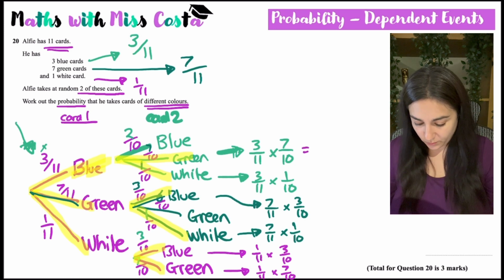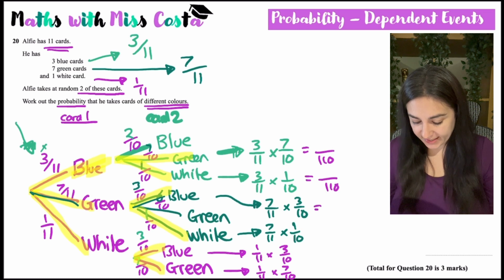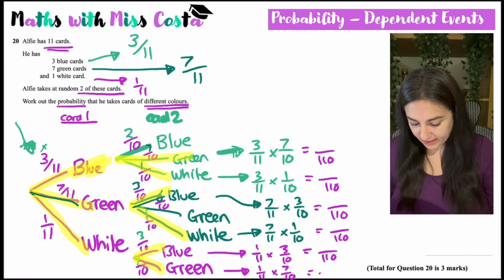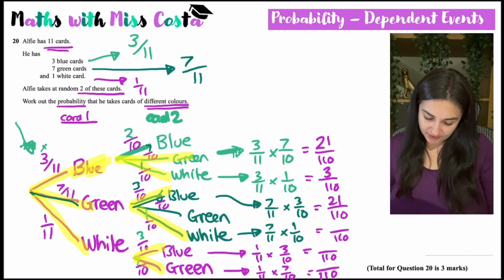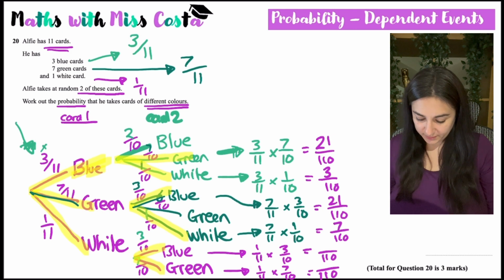So we know that all of our denominators are going to be over 110 because 11 times 10 is 110. So that's a quick, nice and easy fix. And then just multiply your numerator. So 3 times 7 is 21, 3 times 1 is 3, 7 times 3 is 21, 7 times 1 is 7, 1 times 3 is 3, 1 times 7 is 7.